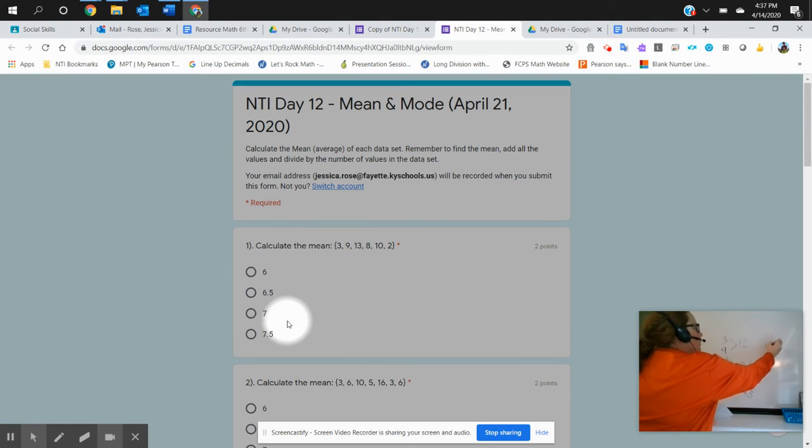Then we take the 45 and divide this number by the number of data values that we have: 1, 2, 3, 4, 5, 6. So I want to take 45 divided by 6. At this point, you can do this on your phone calculator or a calculator, but if you don't have that, you can do it the old-fashioned way.